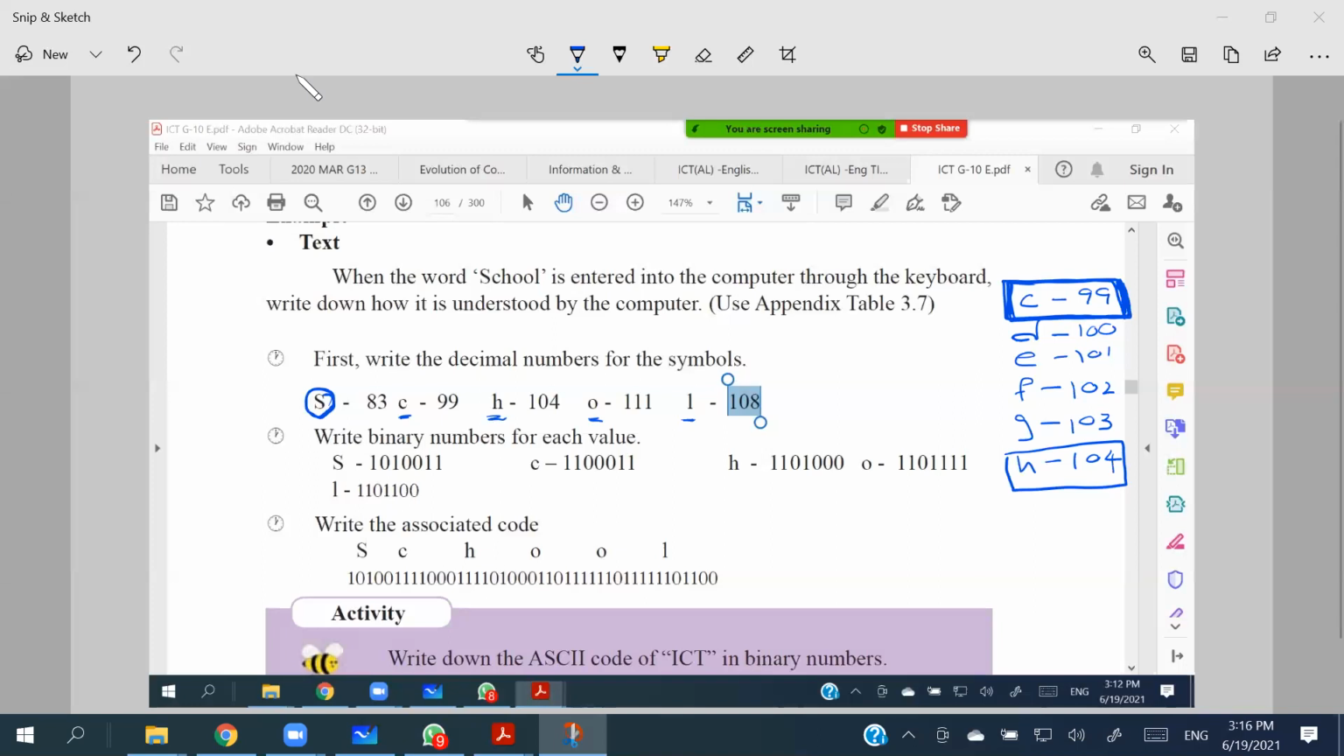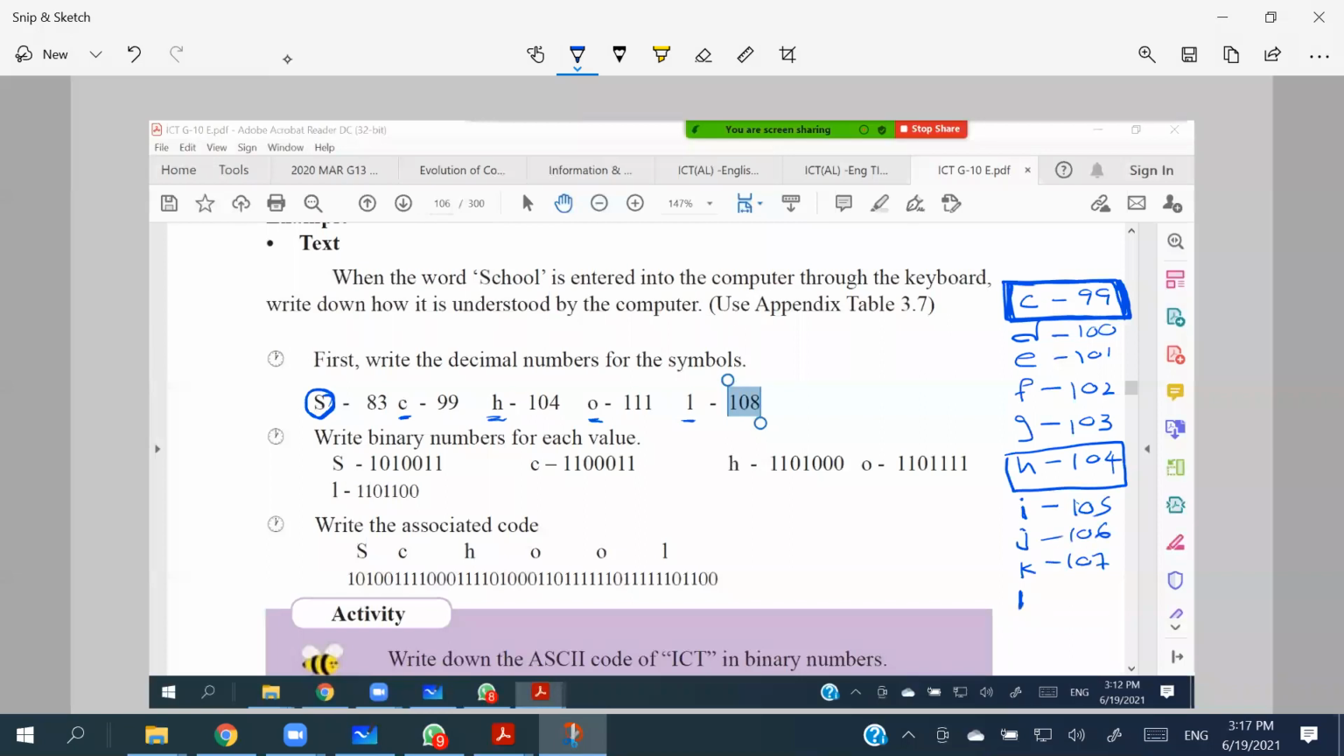Right. Then, if we continue the alphabet, E, F, G, H. Yes, Tesandu. It's not the 10 to the powers, son. The base is 10. Decimal value, right? So then E, F, G, H, I, J, K, L. Now, L is 108, right? 105, 106, 107, 108. So L is 108.